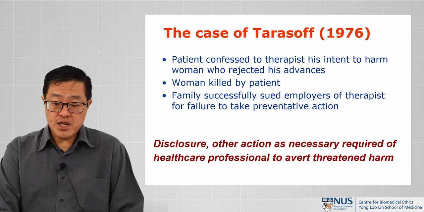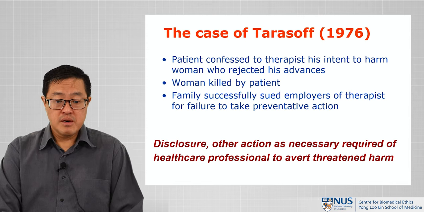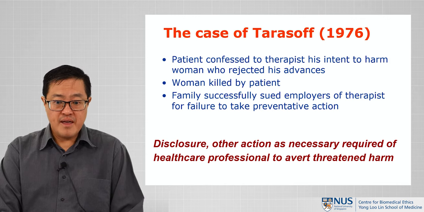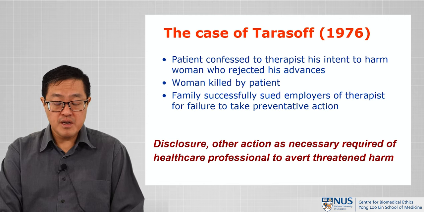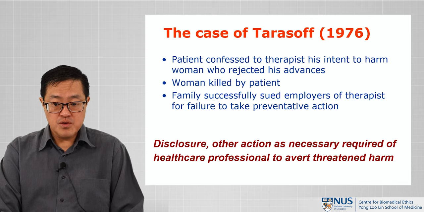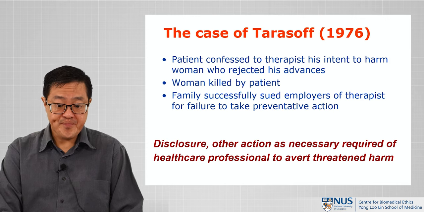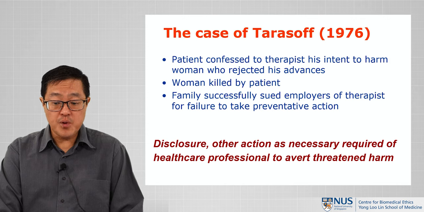And the therapist actually contacted the campus police, but the campus police decided he was not a danger. To cut a long story short, he killed her. And the family successfully sued the employers of the therapist for failure to take preventive action, for failure to detain him or to stop him from doing this act. So the principle laid down: disclosure, other action as necessary, required of the healthcare professional to avert threatened harm.